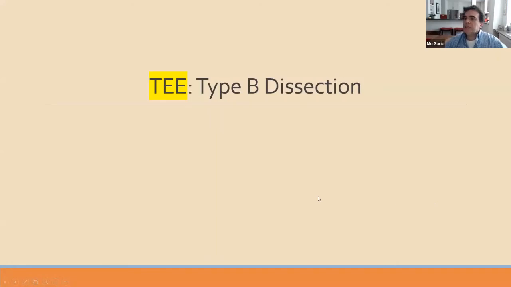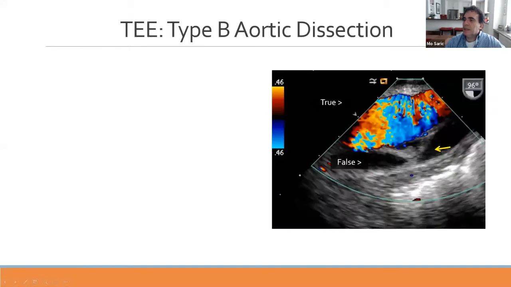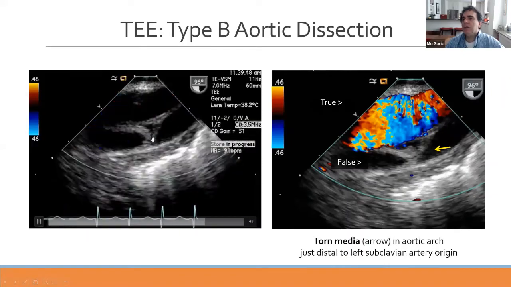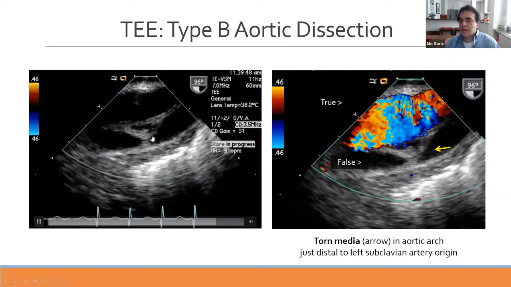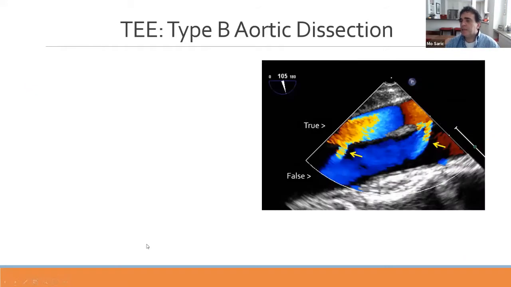How about TEE with the type B dissections? Again, this is the origin just distal to the subclavian. This is a tear inside the media, creating the false lumen, and the true lumen is on the top. So again, see the true lumen on the top and a torn media creating an intimomedial dissection flap. Again, just as in the case previously on a transthoracic echocardiogram that I showed you, there could be a communication between the true and false lumen.